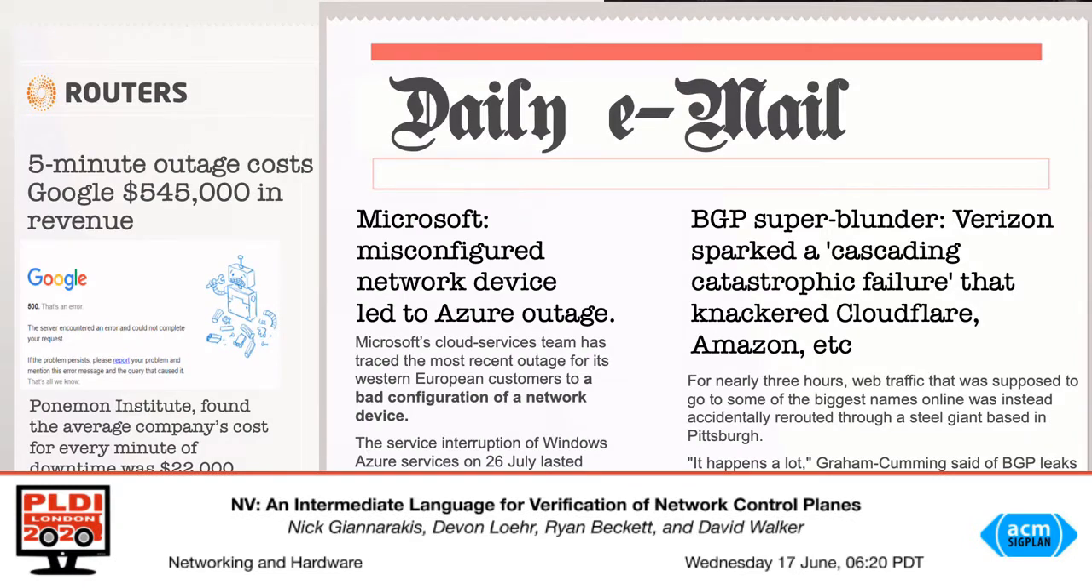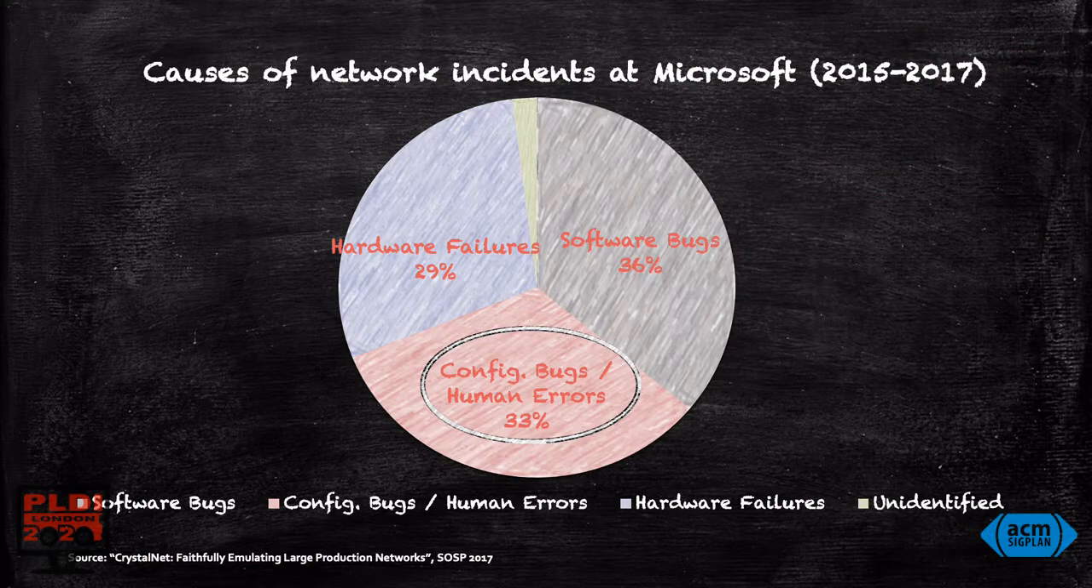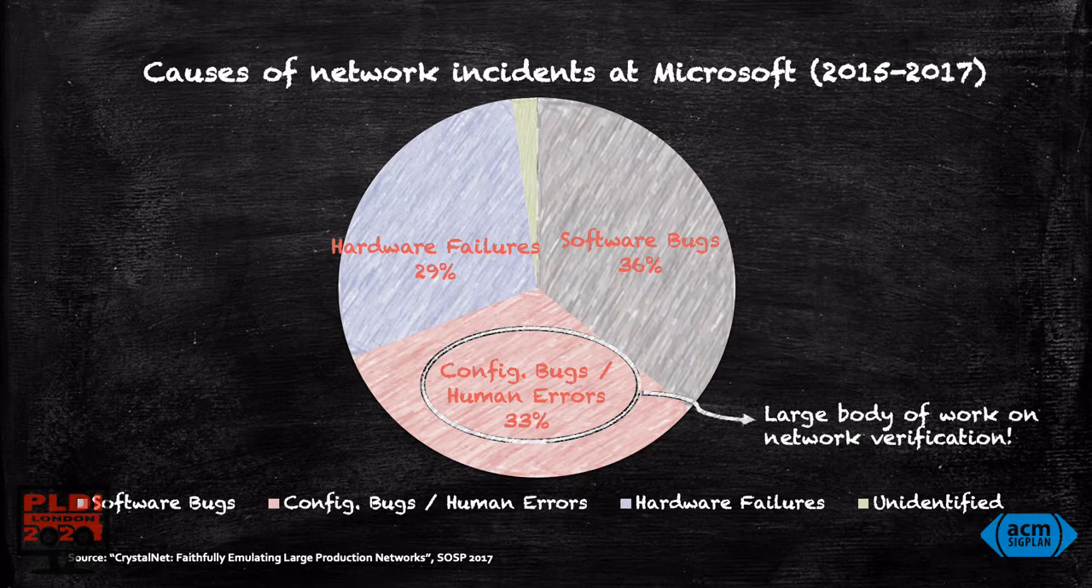Network outages are a major headache for the networking industry. They are notoriously disruptive and cost several hundred thousands of dollars. But why do they happen? According to Microsoft, one of the largest cloud providers, 1 out of 3 major network incidents are attributed to human errors and network misconfigurations. Naturally, this has motivated a large body of work on network verification.